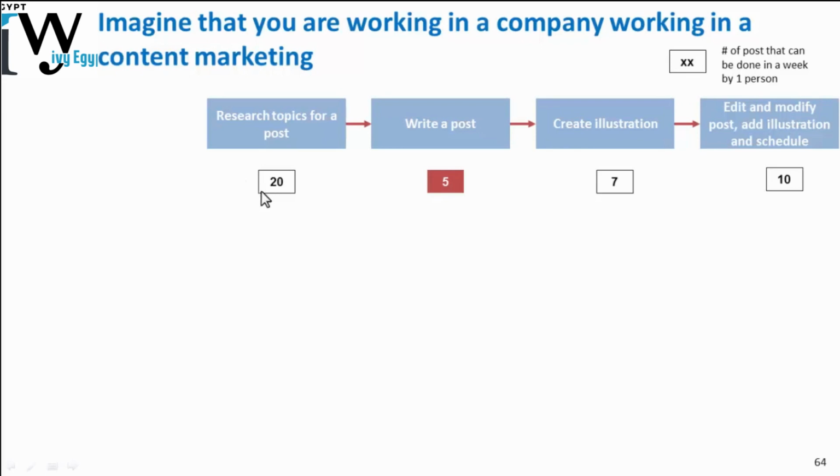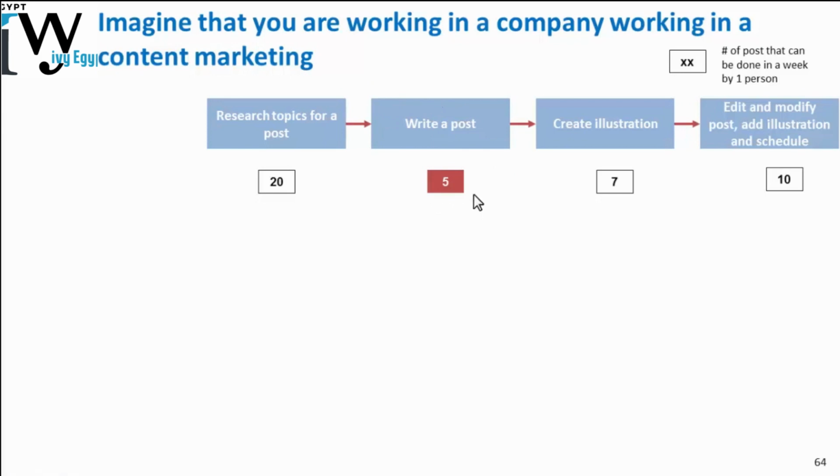So the person on this stage can research 20 posts. The guy who is writing can do 5 posts per week, whereas the illustrator can do illustrations for 7 posts, and in terms of editing we can do 10 posts a week. As you can see, writing a post is the bottleneck, and the whole team of 4 people can only produce 5 posts per week. Since we know where the bottleneck is, we can improve it.